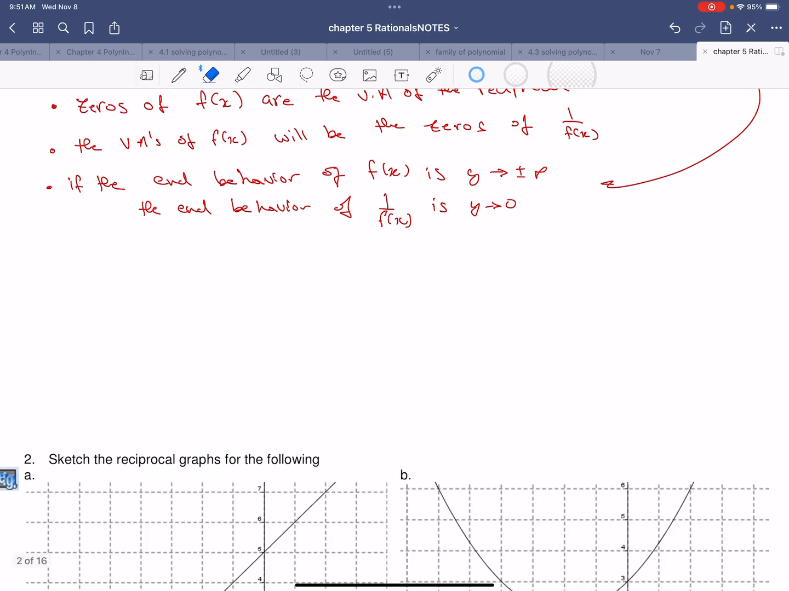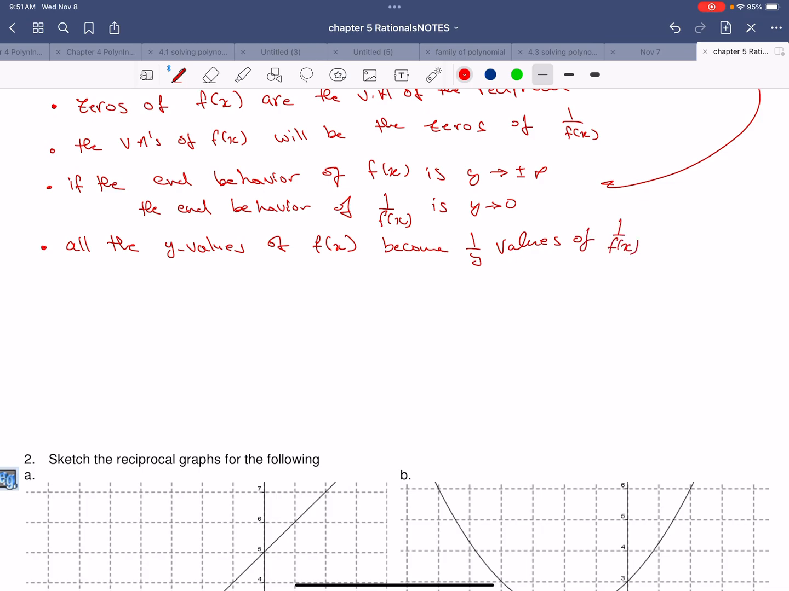All the y values of f of x become 1 over y, because I'm looking at 1 over f of x. So for example, if you have a point, and the point is (0, 5), then the reciprocal point will be (0, 1/5).